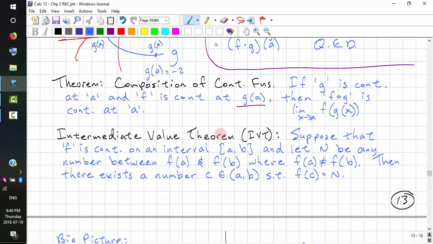Okay, intermediate value theorem. Suppose that f is continuous on a closed interval a to b, and let n be any number between f of a and f of b, where f of a does not equal f of b. Then there exists a number c in the open interval from a to b such that f of c equals n. When you're looking at a theorem like this, you work through an example, and then you go back and read this. That's the best way to get an understanding.